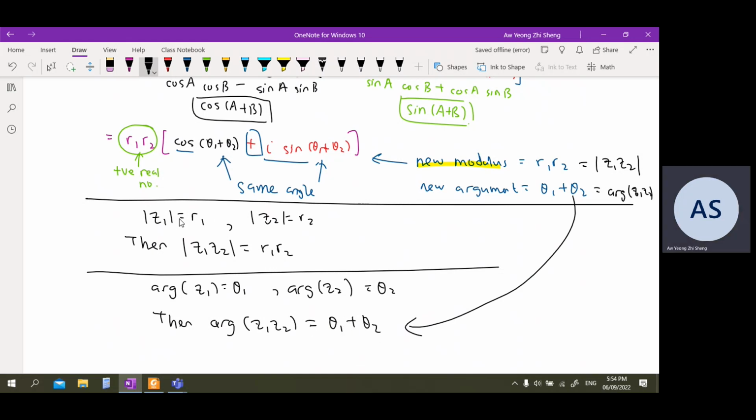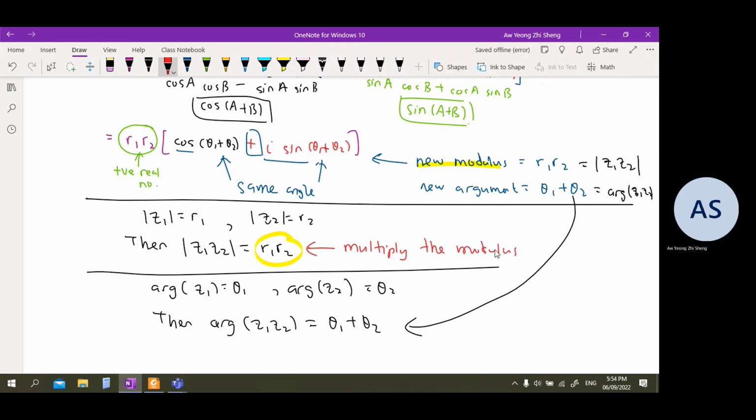And that means when we multiply two complex numbers, we just need to multiply the modulus and add the arguments. In fact, this is also consistent with the properties of modulus and argument that we have learned earlier in this chapter on page 15.